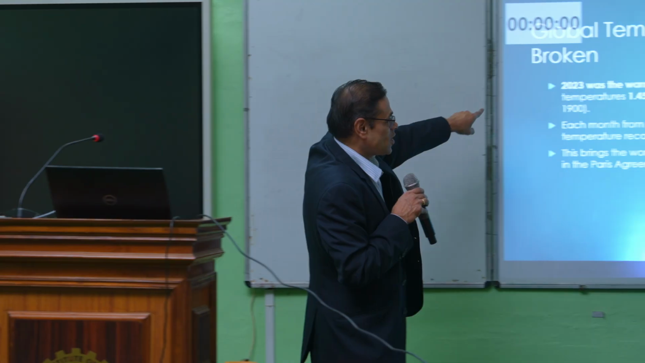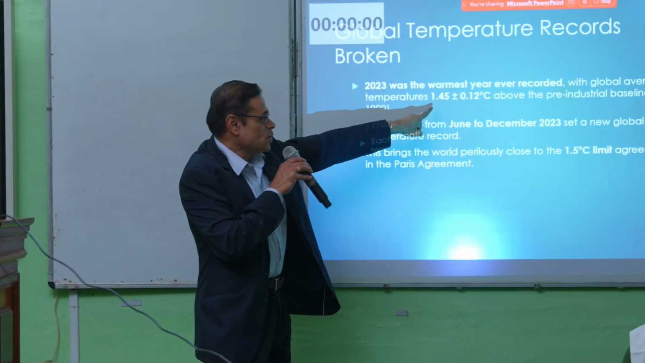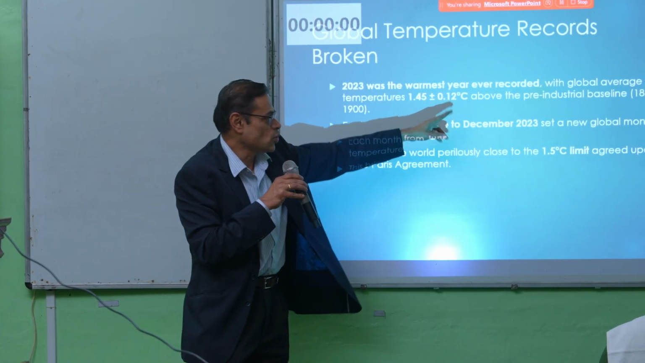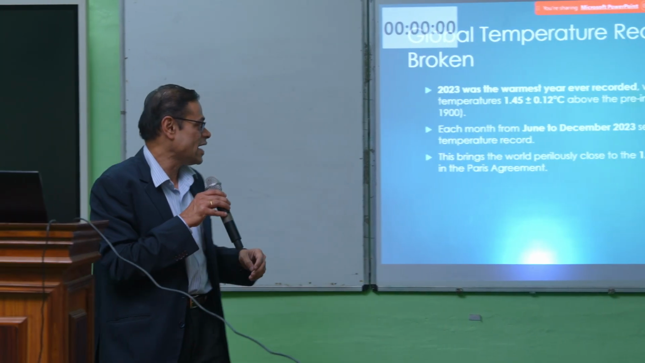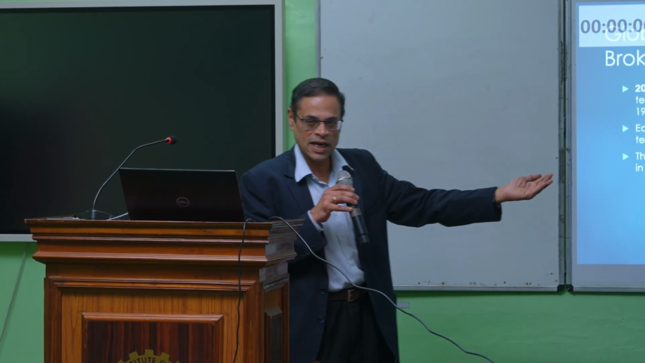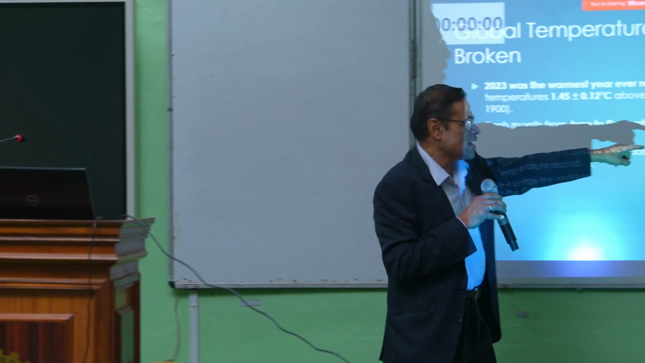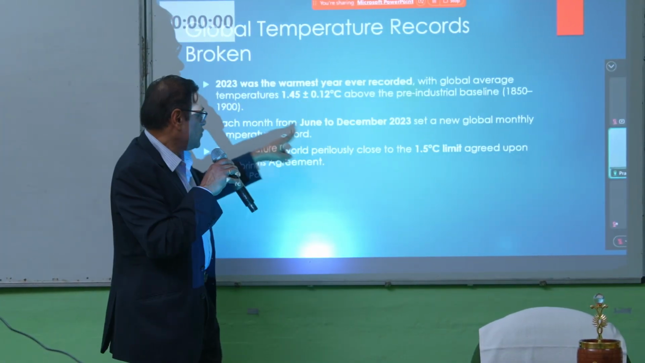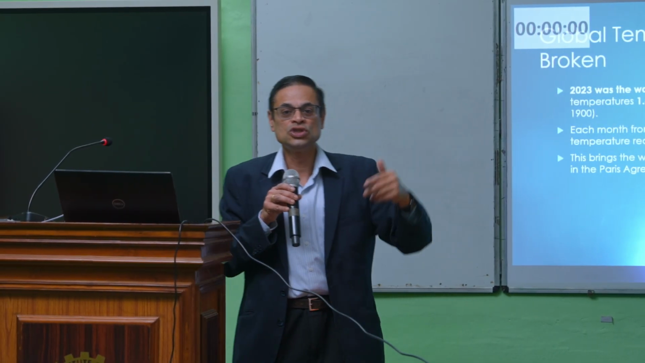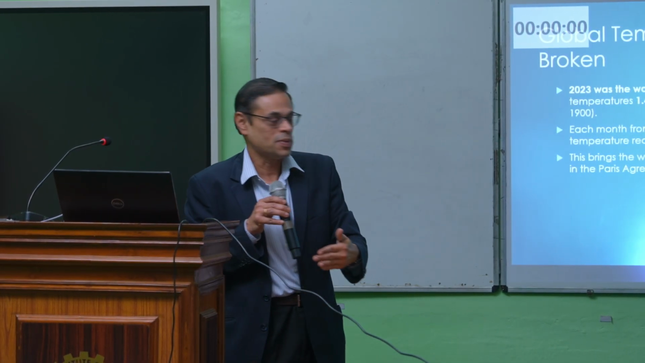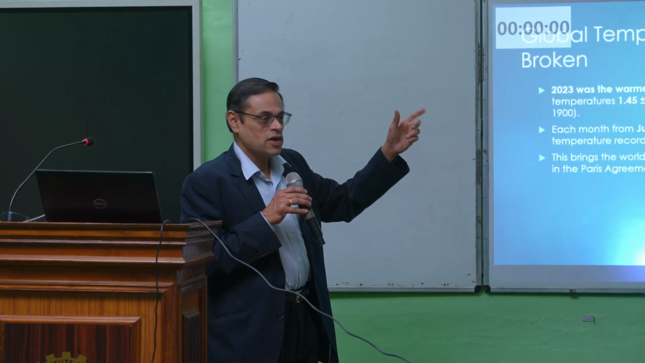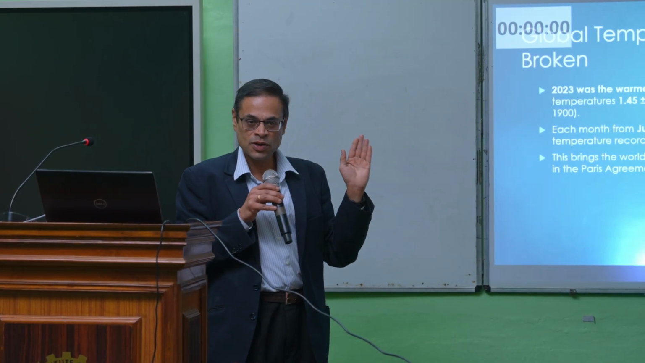2023, based on that record, was the warmest, with temperature around 1.45 degrees C, plus or minus 0.12 standard deviation, relative to the past baseline period. Most of the time they say the pre-industrial time frame of 1850 to 1900, when there were no industries, no manufacturing, no pollution, all of those things are taken out of the picture. So we are looking at 1.5 degree or below temperature increase.